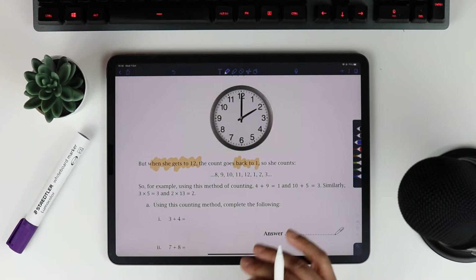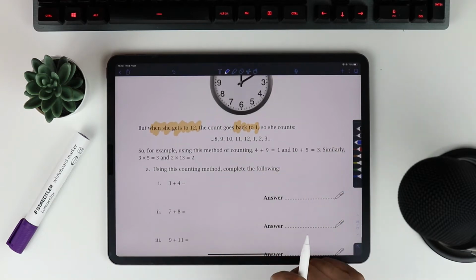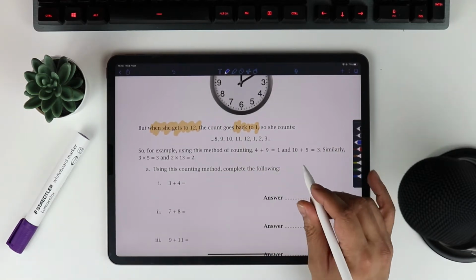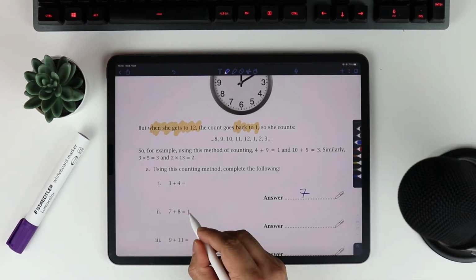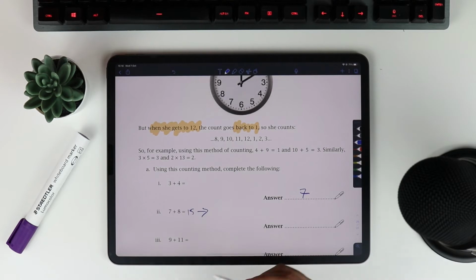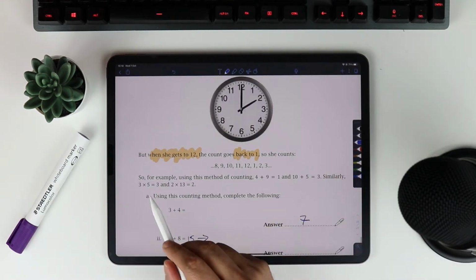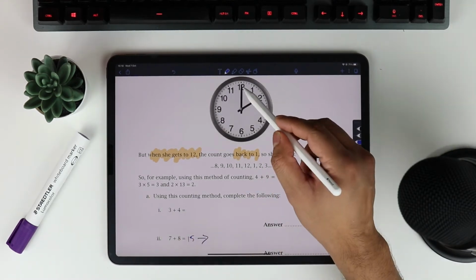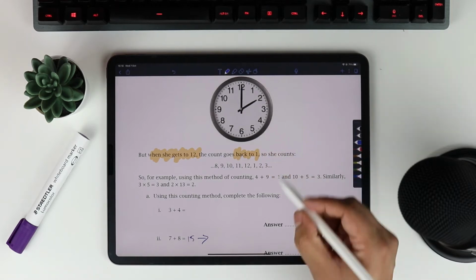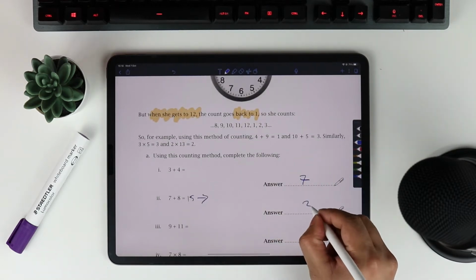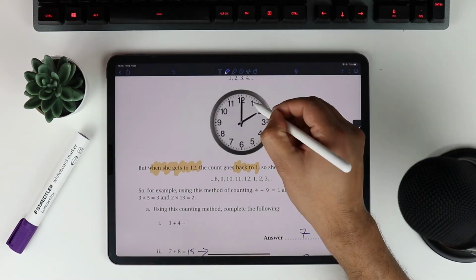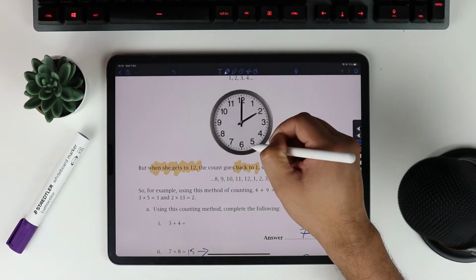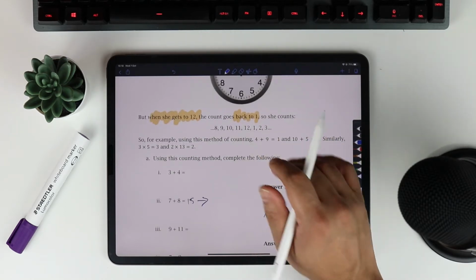So here, let's see, 3 add 4 is 7. It's under 12, so that doesn't really change anything. 7 add 8 is 15 normally. So if you think about it, we've got 15 somewhere here as well. 15, so that should be 3. It's 12, 13, 14, 15. Yep, that's 3. 9 and 11 is 20. Well, we've got 12, 13, 14, 15, 16, 17, 18, 19, 20. So that's going to be 8.